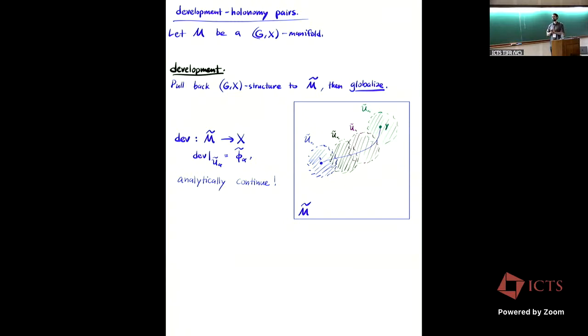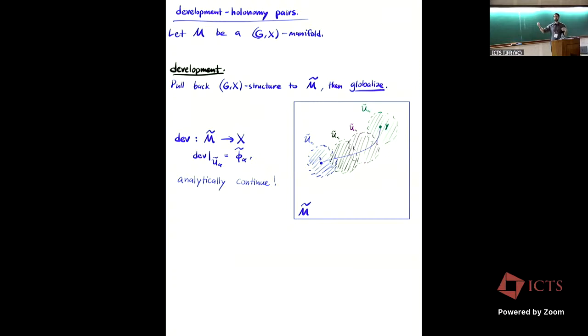And what you'd like to do is basically push that out, propagate it out so that you have a global map on the universal cover. And the way you can think of doing that is, if I zoom in here, choose some point inside U alpha, call it X, and then choose any other point, Y, in the universal cover. And we want to define the developing map at Y.